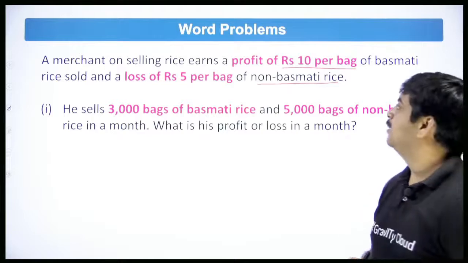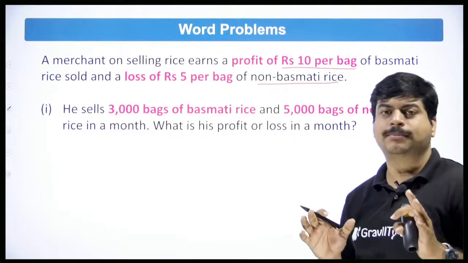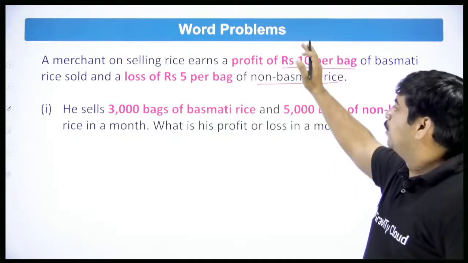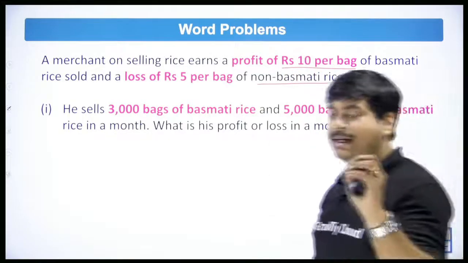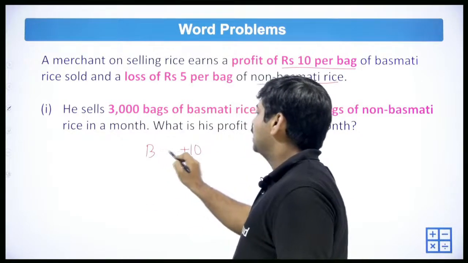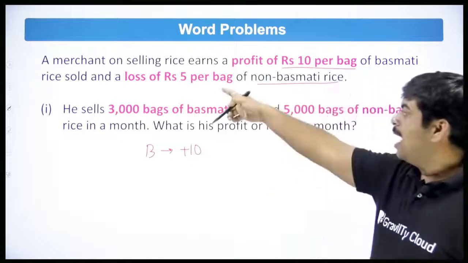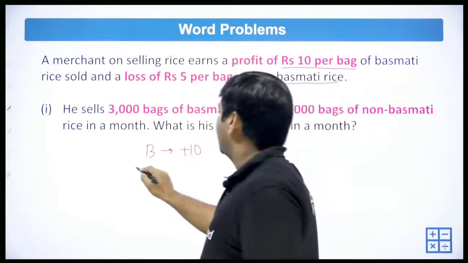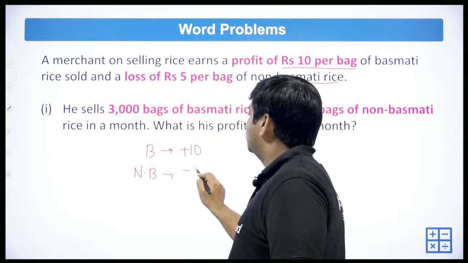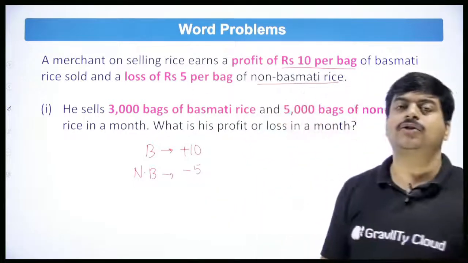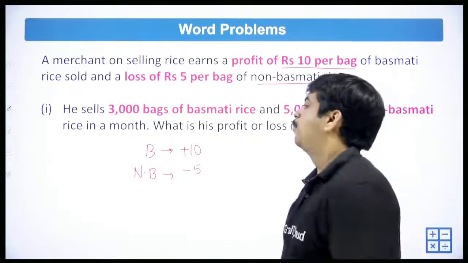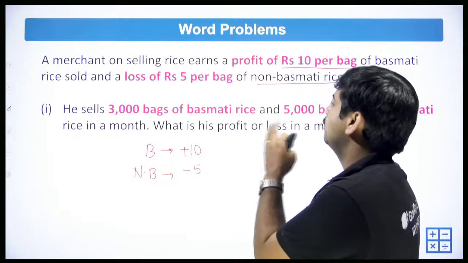So a merchant is selling both basmati and non-basmati. How many bags? We still don't know that. For a basmati bag, he is getting 10, so plus 10 is a profit. And a loss of rupees 5 per bag for non-basmati. A loss is in the reverse direction of profit, so we keep a negative 5. So the point here is he sells 3,000 bags of basmati rice.